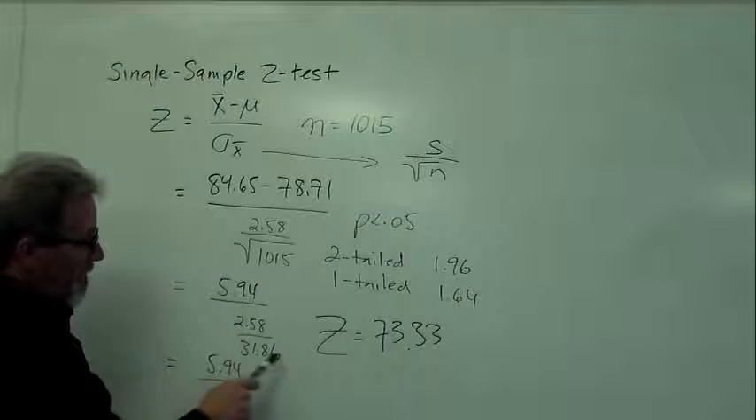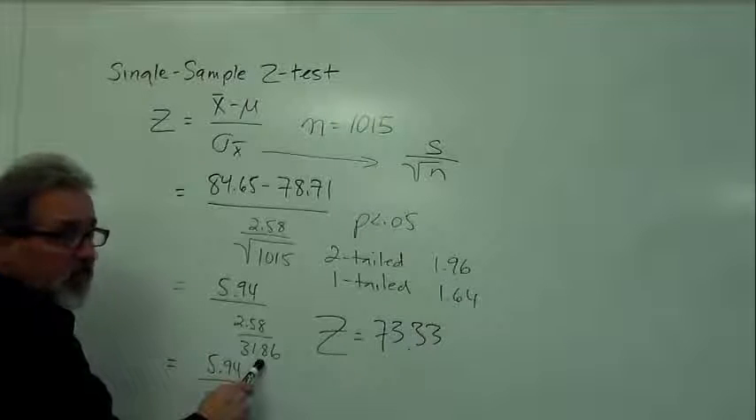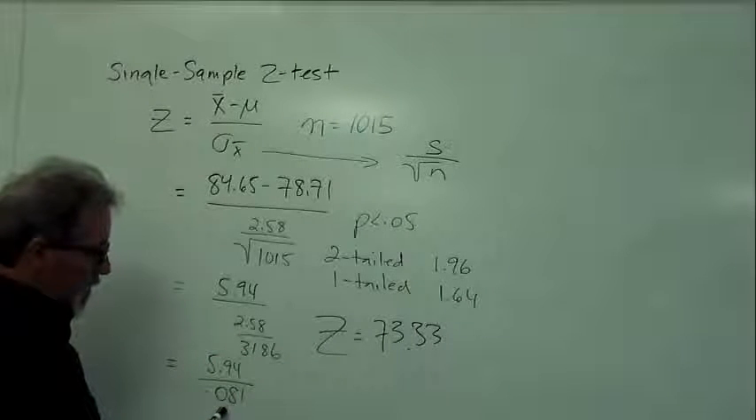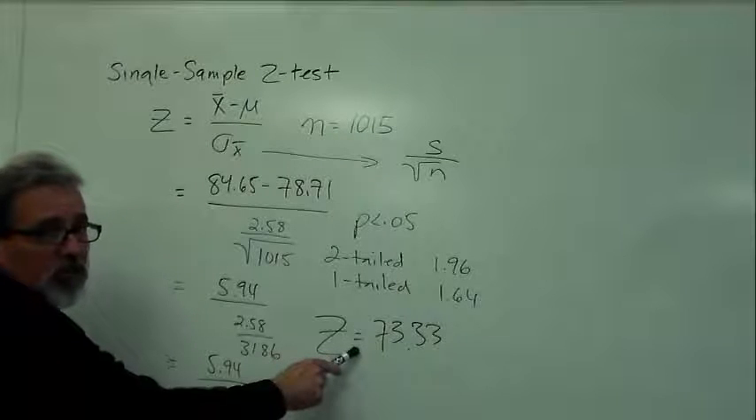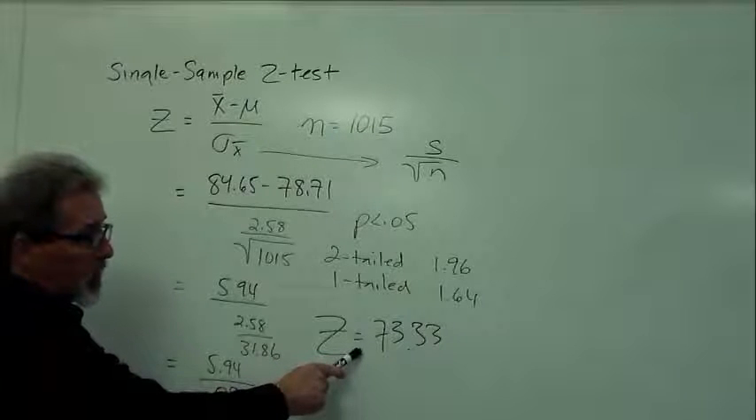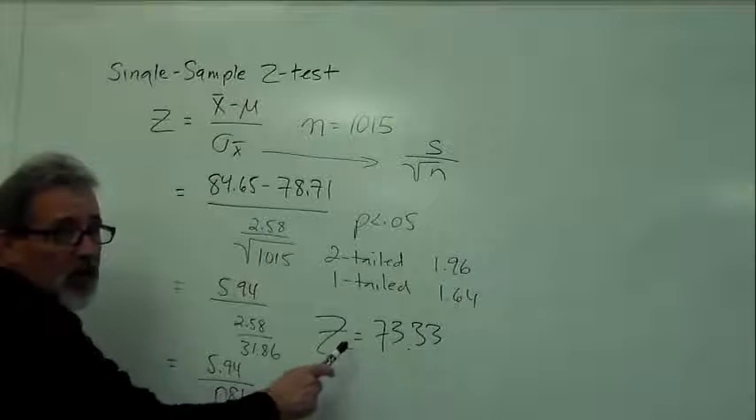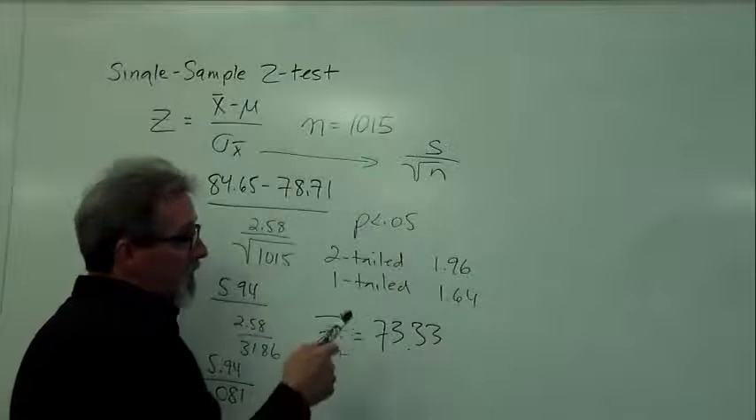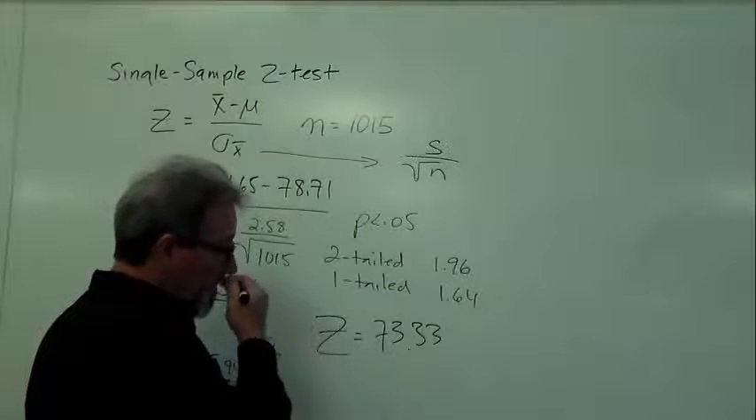Numerator then is 5.94, square root of 1,015 is 31.86. We divide this value, you get 0.081, and we get a total z-score of 73.33. Now we don't calculate significance with a table in this format. We end up using the z-table for this.